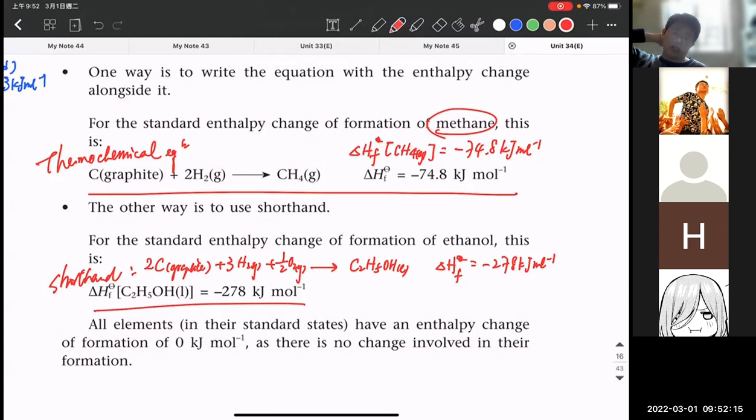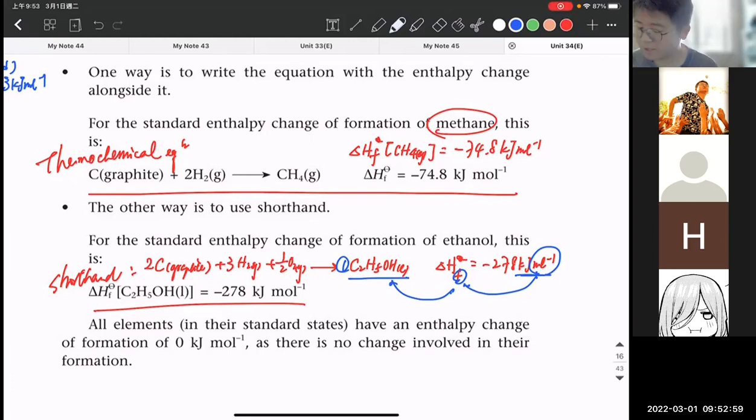Now, remember, it's not wrong to have half mole of O2. Our focusing point is per mole. Per mole of what? Formation of 1 mole of ethanol. So all other data should be adjusted to make sure that you write down in the equation 1 mole of ethanol. Is that clear? So for O2, it is forced to be written as half. Do you understand?